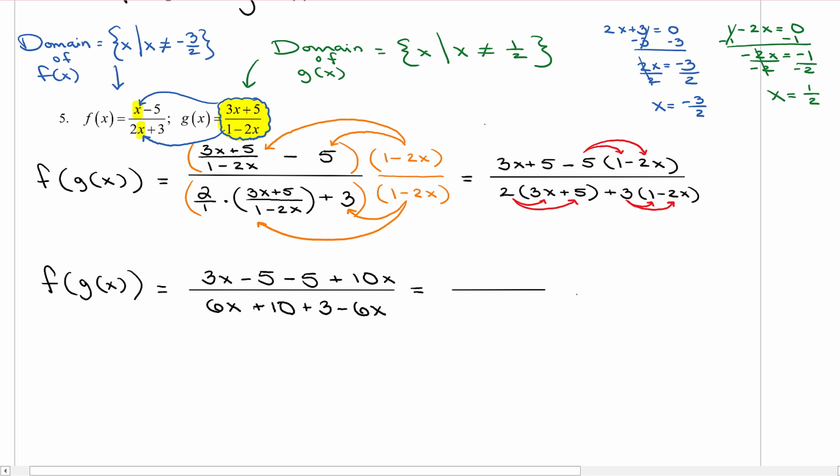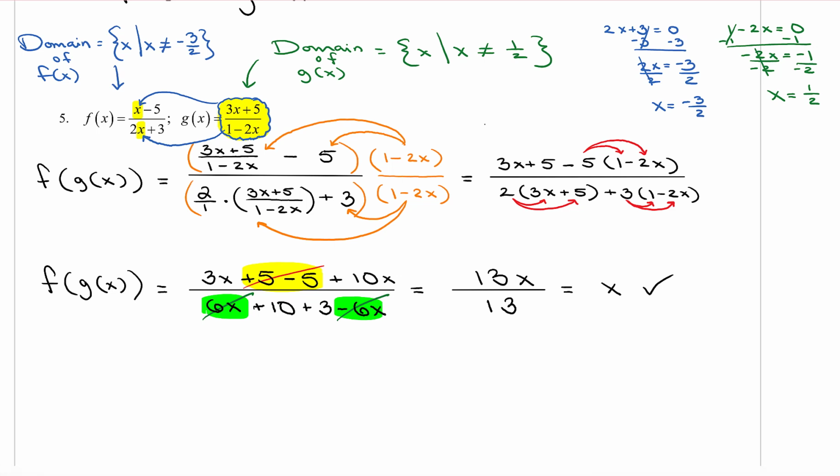Okay, so here I come back to say, okay, I need to combine like terms. Oh, wait a minute, what's that? Ah, it's supposed to be a plus 5. There, I fixed it. If I combine these two 5s, this positive 5 and this minus 5, they cancel out. I'm going to be left with just the 13x in the numerator. And in the denominator, that 6x and that negative 6x will cancel out, and I'll just be left with 10 plus 3, which is 13. 13x divided by 13 is x, and that is exactly what I wanted.